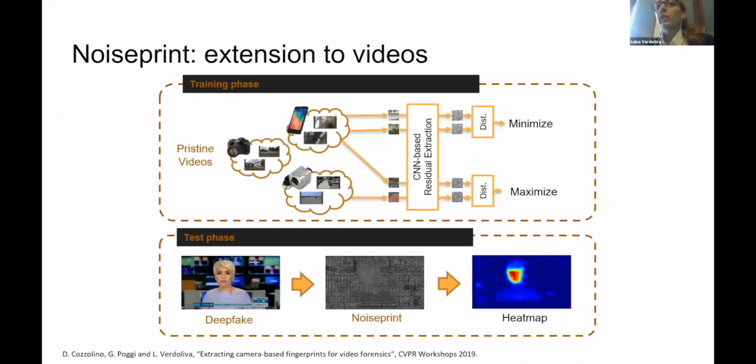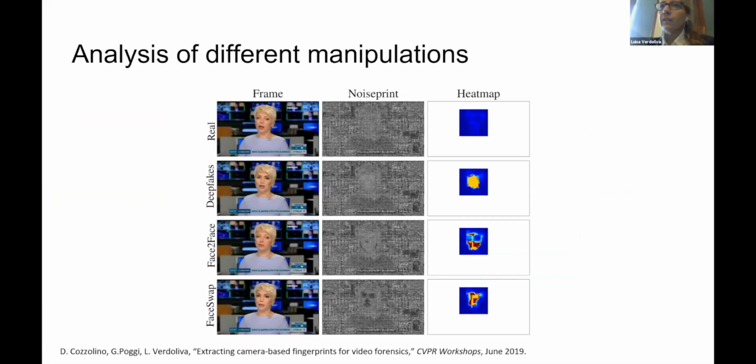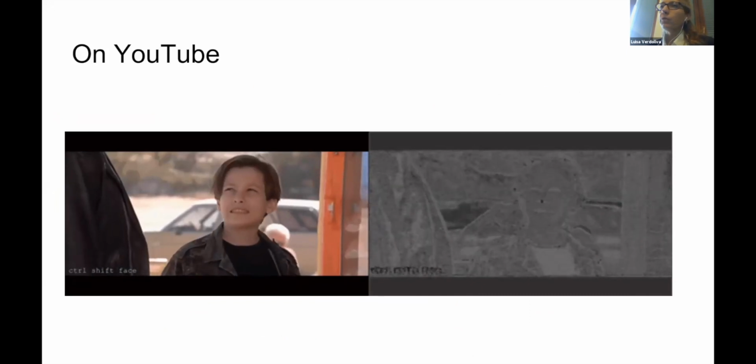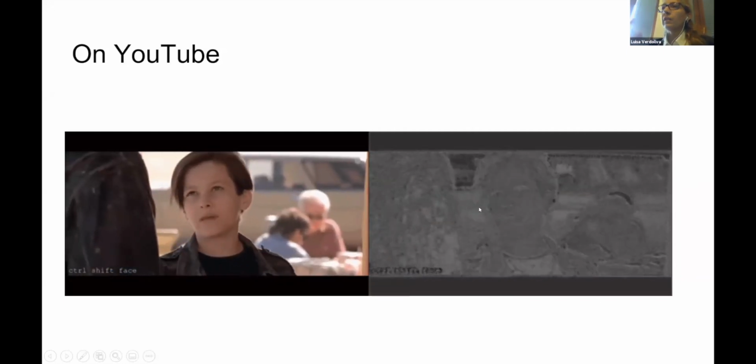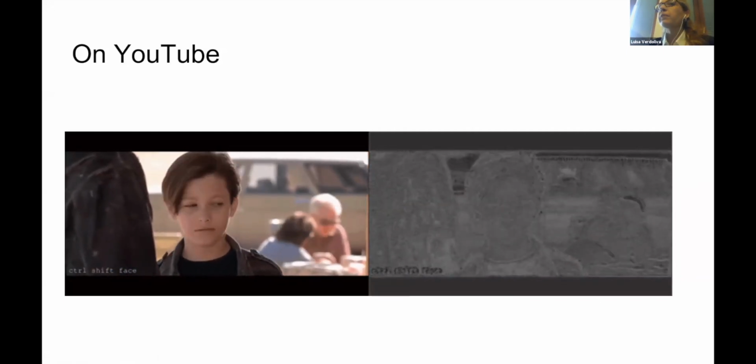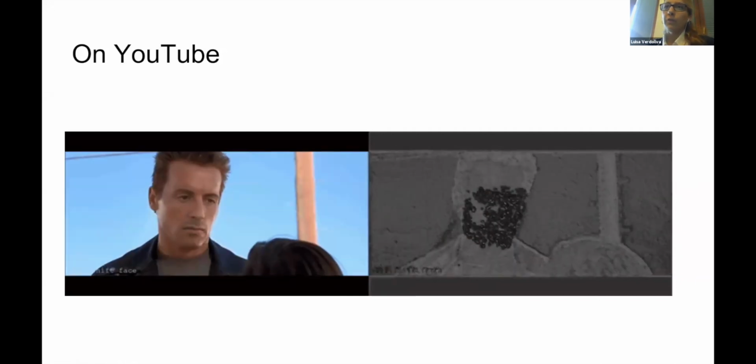And we extended this to videos, so to deepfakes, and we trained on a lot of pristine videos from different cameras. And here you can see the noiseprint extracted on a frame of a video and the corresponding heat map. It worked quite well, only on the face for videos, because videos were a bit harder to train with respect to images. And here it is quite evident, for example, on this video we found on YouTube, that on the face of the actor there was something strange with respect to the background and even to the face of the child.